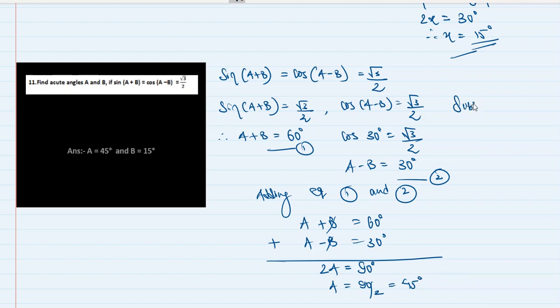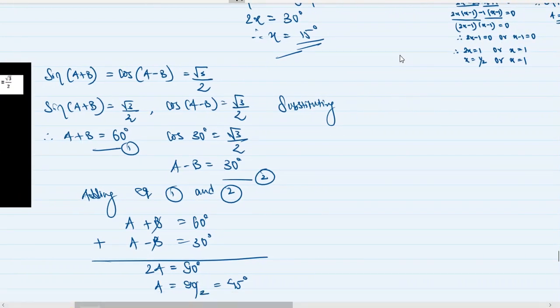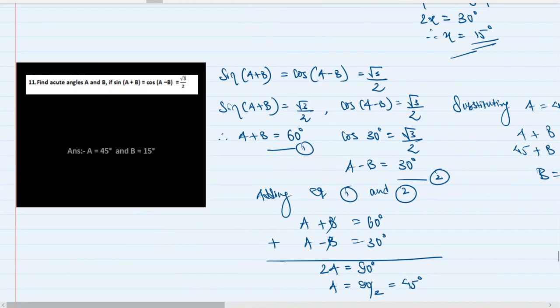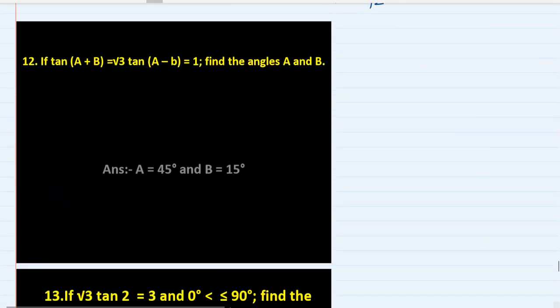Now, substituting the value of A, which is 45, in equation 1. So A plus B is equal to 60. So 45 plus B is equal to 60. So B is equal to 60 minus 45, which is 15. So B is 15 degrees, A is 45 degrees, 45 and 15. That's your answer of A and B. Easy. Let's go to the next question.